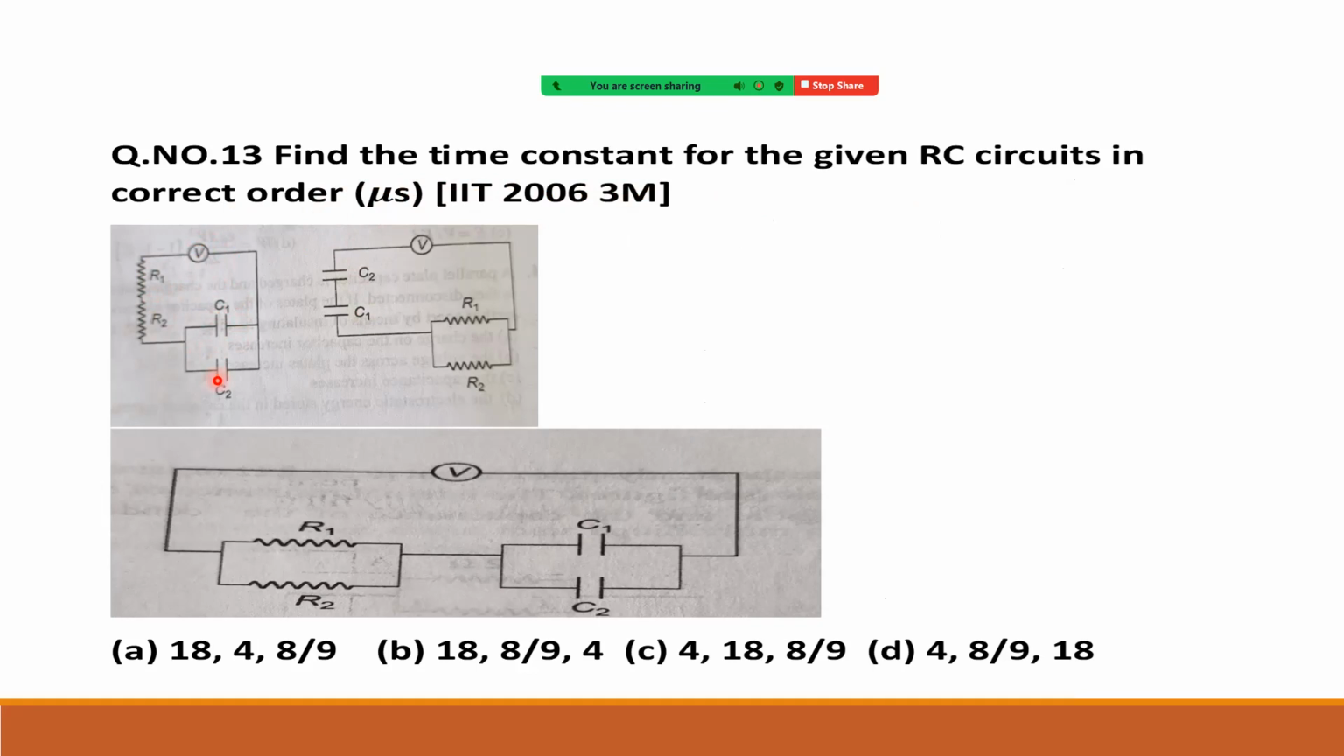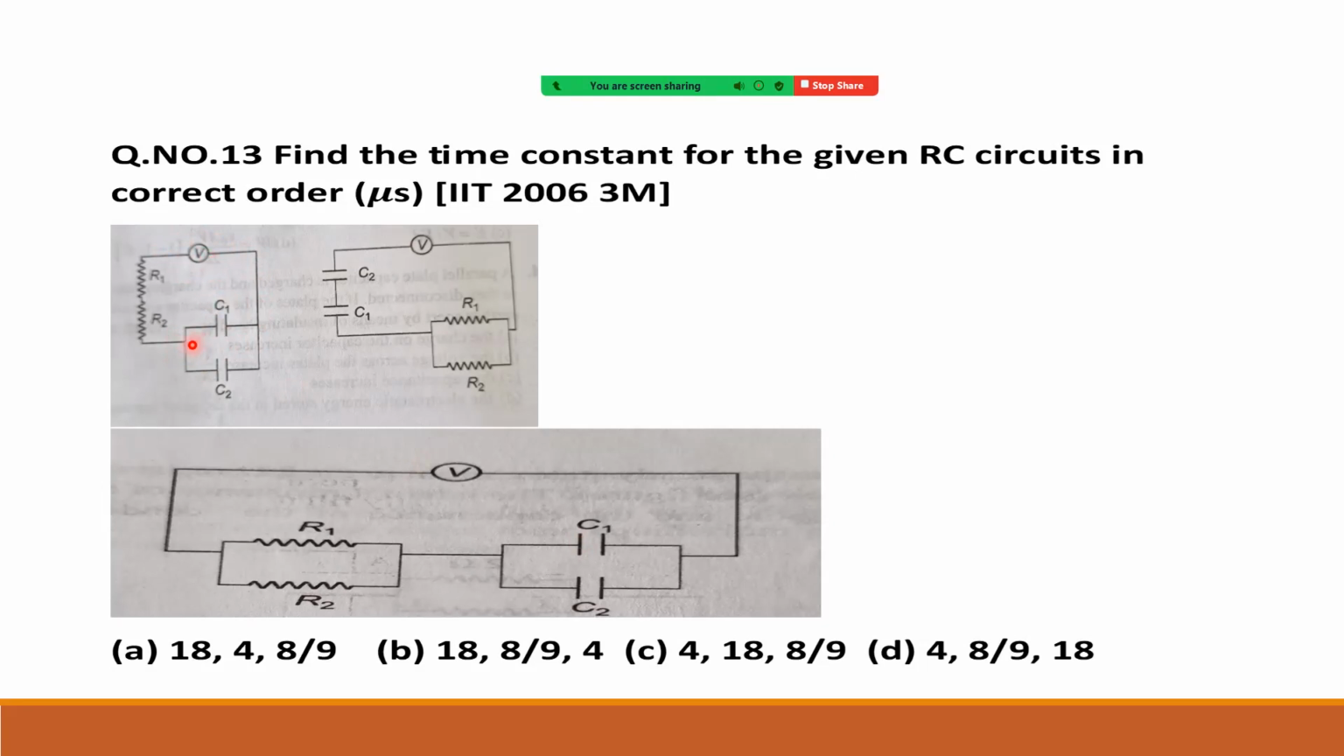Given two resistors, two capacitors in all circuits. See, whenever we want to find the time constant, first we have to focus across the capacitors. What is the equivalent resistance? And for that, we have to short the battery. Short the battery means remove the battery and connect by conducting wire. Okay, that means remove this one and connect by conducting wire.